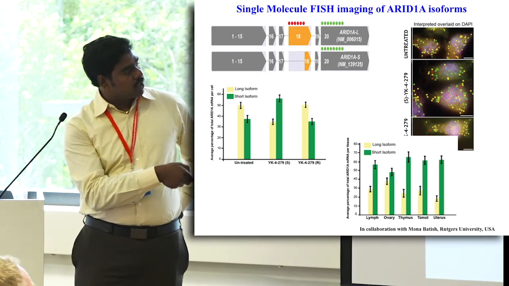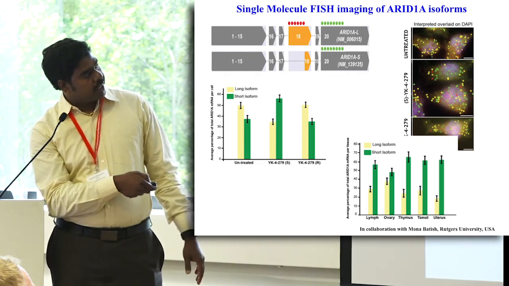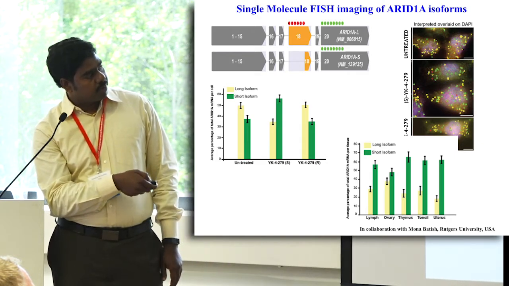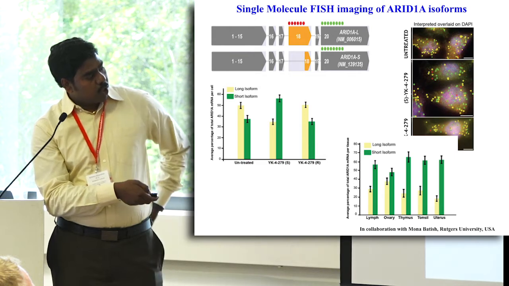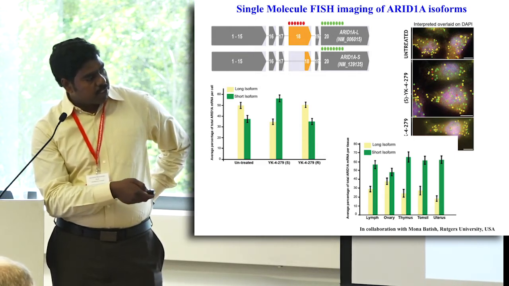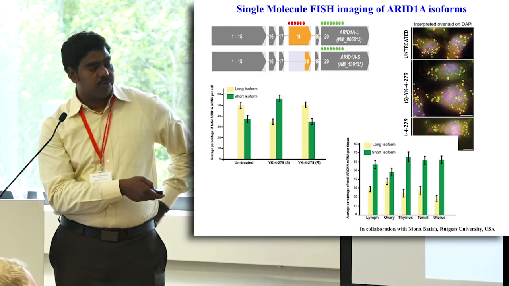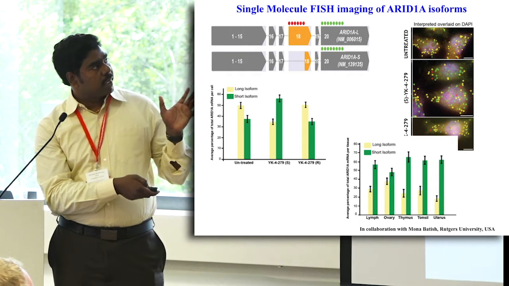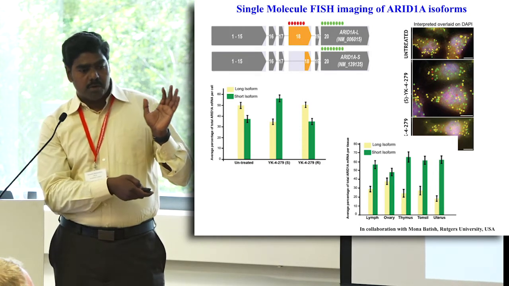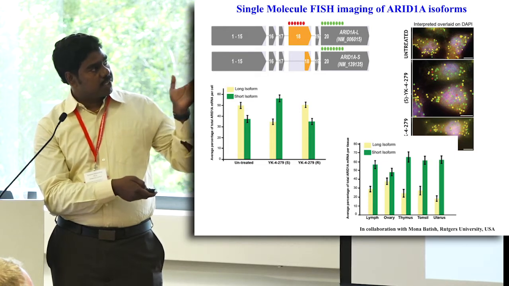isoform. So this is the graphical representation, which shows that the YK4279 treated cells show fewer long isoforms. We also tested a series of normal cells, with lymph, ovary, thymus, tonsil, and uterus. We show that the short isoform is expressed more. So this clearly indicates that the long isoform is highly specific, expressed only in the cancer condition, especially in Ewing sarcoma.